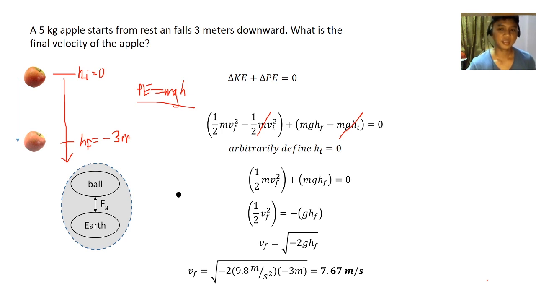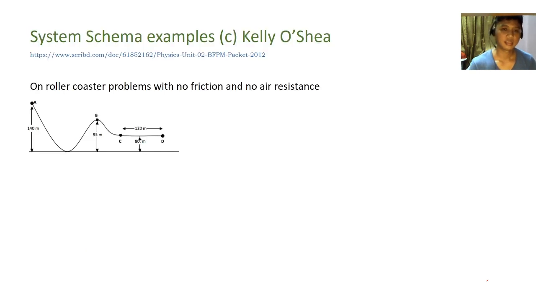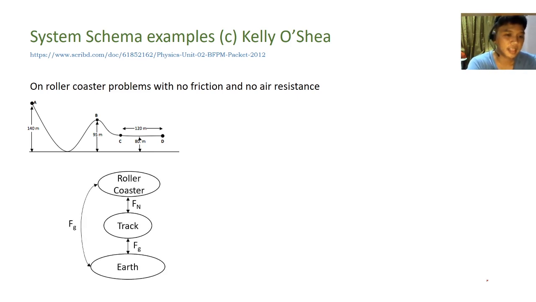Okay, so defining your system matters. Here's an example, but I didn't really put any numbers, on roller coaster problems with no friction and no air resistance. Here is our system schema for that. We have the roller coaster, we have the track, and the earth. You can see the roller coaster and the track interact with the normal force, and both roller coaster and track are attracted gravitationally to the earth.